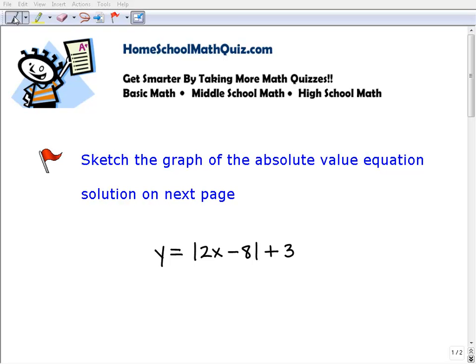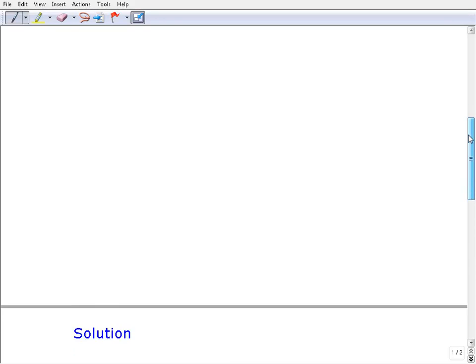Okay, so here's our quiz problem. We're going to go ahead and sketch the graph of the absolute value equation. And if you haven't tried the problem, maybe you want to go ahead and pause the video and try it now. All right, so let's take a look at our solution.